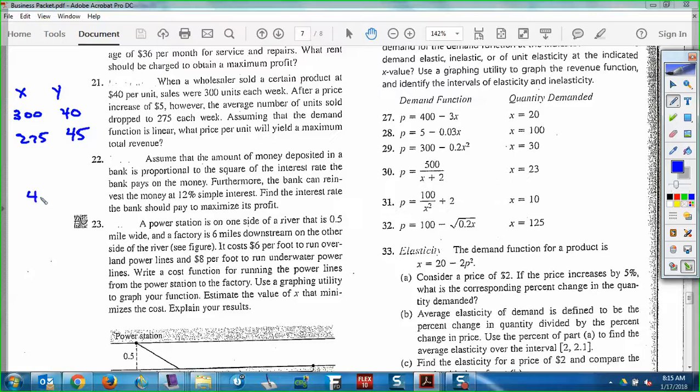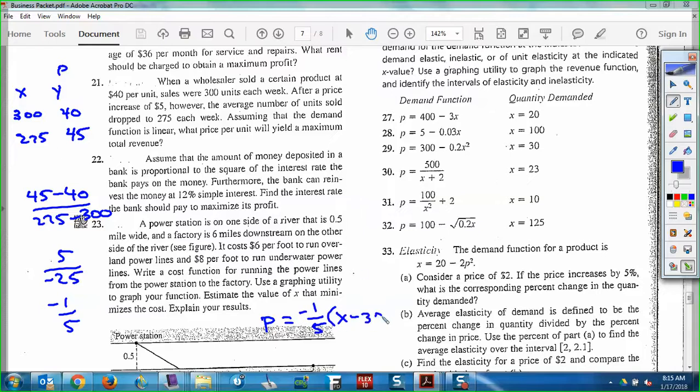So now all we have to do is a slope calculation. Now remember, your Y is the P, right? X is the number of units. So make sure you get those numbers in the right spot. Okay, 45 minus 40, 275 minus 300. Now this might be a little different than I had set it up on my answer sheet. But there's your slope. So your price equation is just going to be negative 1/5, and then pick one of these points. So x minus 300 plus 40. So that might be a little different than I had set it up on mine, but it's still the same thing.